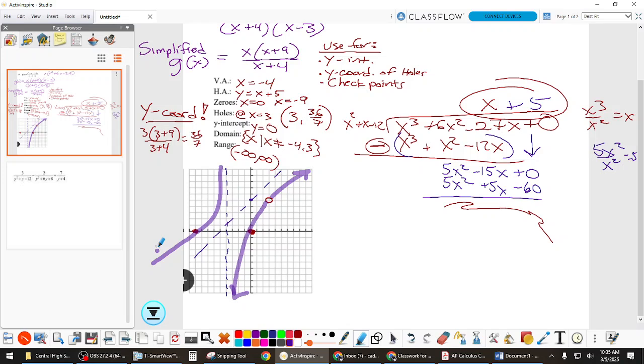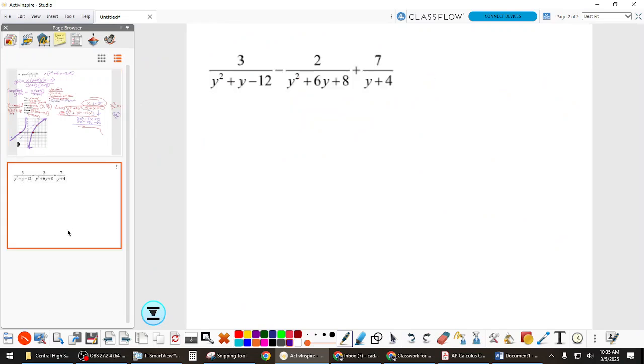Good? Start up here. I don't want to scroll, but start with simplifying or factoring and then simplifying. And you can do a lot of things with the simplified version. In fact, I could also check x-intercepts there as well.